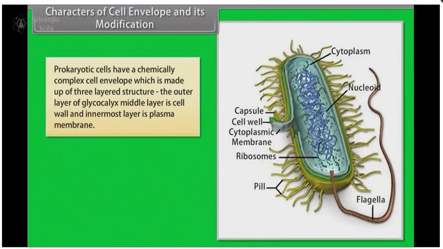Characters of cell envelope and its modification. Prokaryotic cells have a chemically complex cell envelope, which is made up of three-layered structure. The outer layer is glycocalyx, middle layer is cell wall, and innermost layer is plasma membrane.